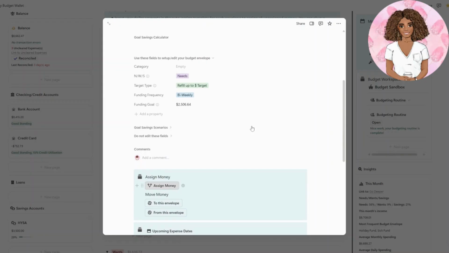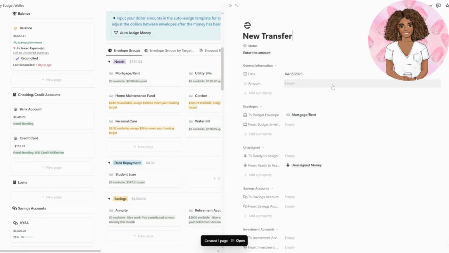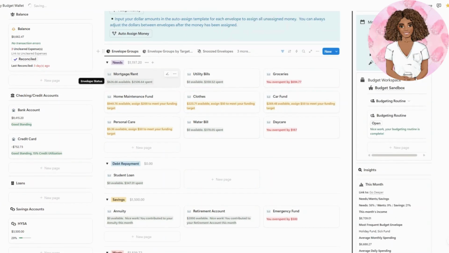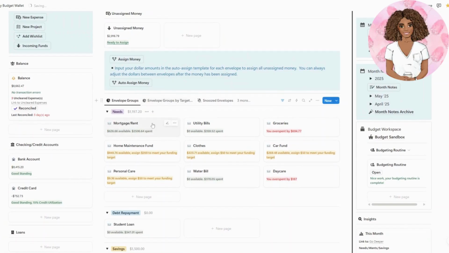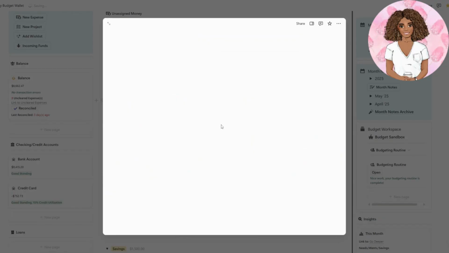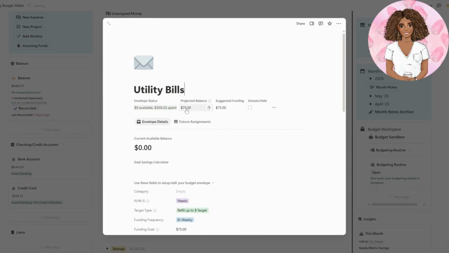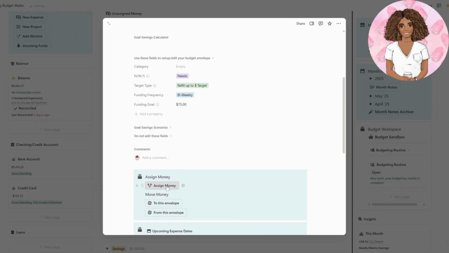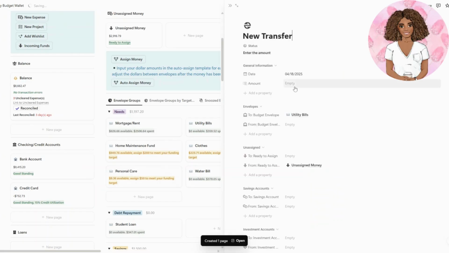So you go here to assign money, and the amount is 626.66, and close. Okay, now I have that amount put aside for mortgage when it's due for next month. And then utility is supposed to get 75. So yeah, 75 to utility.